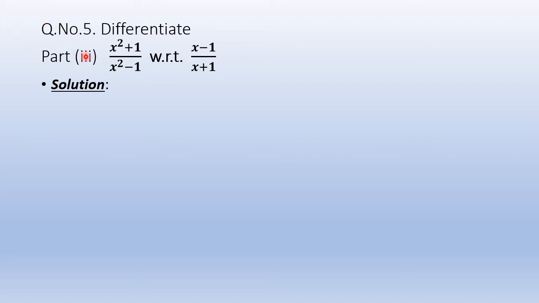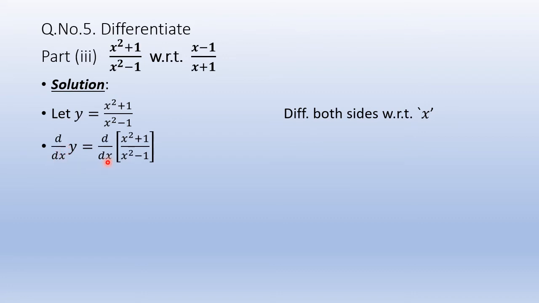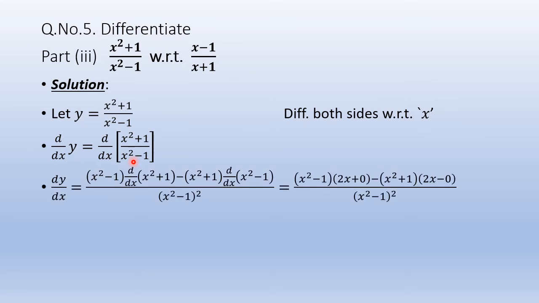Part 3. We have to differentiate (x² + 1)/(x² − 1) with respect to (x − 1)/(x + 1). So let y equal (x² + 1)/(x² − 1), and we are going to differentiate both sides with respect to x. So we get d/dx on both sides. Here we will get dy/dx, and here we have to apply the quotient rule.